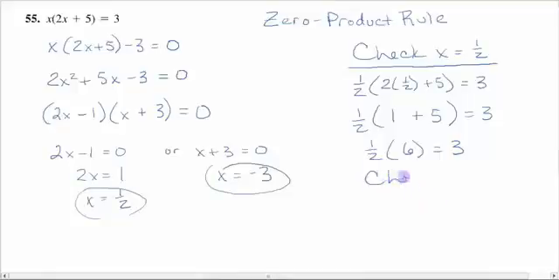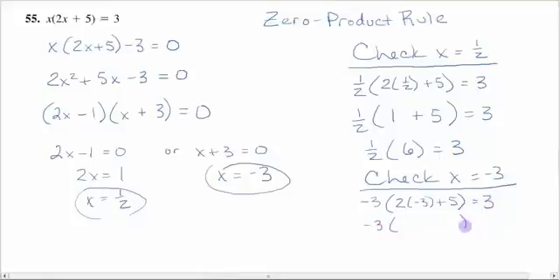And let's check our x equals negative 3. Put into the very original problem, negative 3 times 2 times negative 3 plus 5 equals 3. And I get negative 3 times negative 6 plus 5 equals 3. Negative 6 plus 5 is negative 1. Write everything else as we go, just as it was in the step before. So negative 3 times negative 1 is a positive 3. So x equals negative 3 is also a solution.